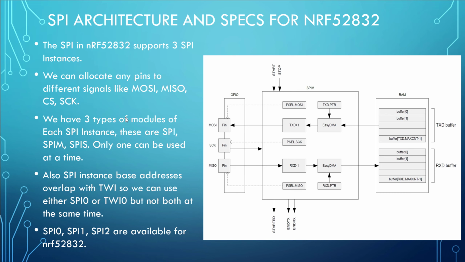You can use different modules, and also keep in mind that SPI also shares its base address with TWI. So if you are using, for example, SPI 0, then you won't be able to use TWI 0. So you have to use the TWI 1 instance instead, but not both at the same time. In nRF52832 we have SPI 0, SPI 1, and SPI 2, so we can use them.